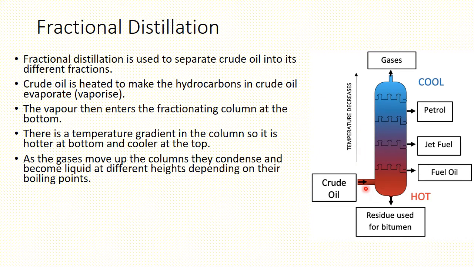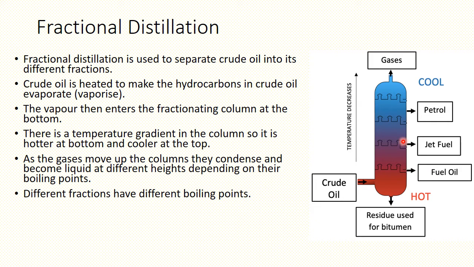So what happens is that we have these gases, this hot crude oil, enter the column at the bottom, and the gases will move up the column. Now as they move up the column, they will condense, so they'll form liquids, and they will become liquids at different heights depending on their boiling points. And when they become liquids, we'll be able to take that specific fraction off at these different heights. So these different fractions have different boiling points.